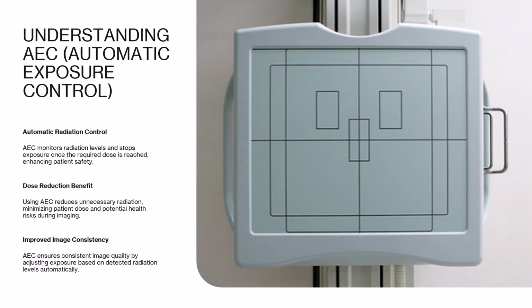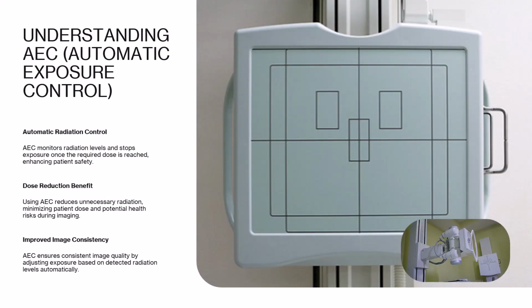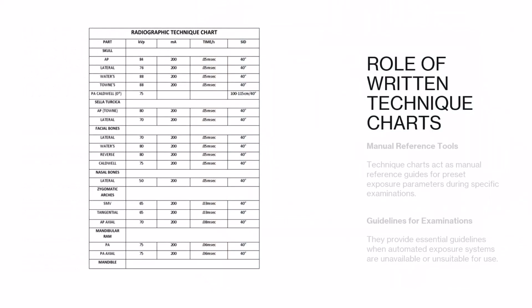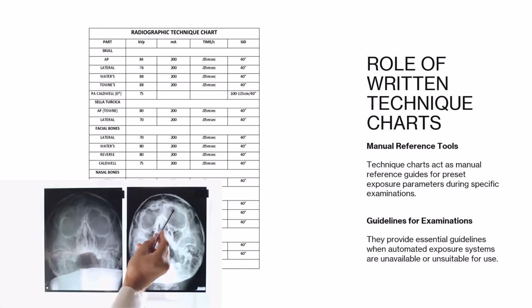AEC, automatic exposure control, automatically controls the radiation dose by terminating exposure when sufficient radiation is detected, helping to reduce patient dose and improve image consistency. Technique charts are manual reference tools that provide preset exposure parameters for specific examinations. They serve as guidelines when automated systems are unavailable or inappropriate.